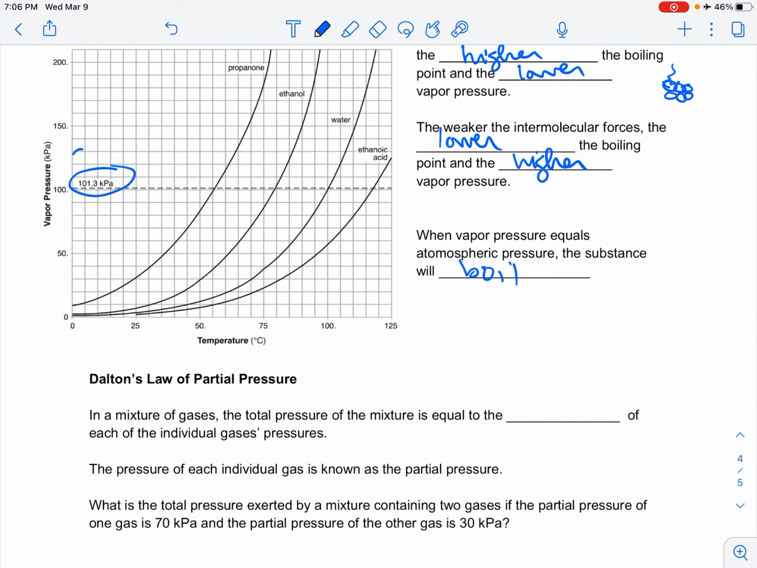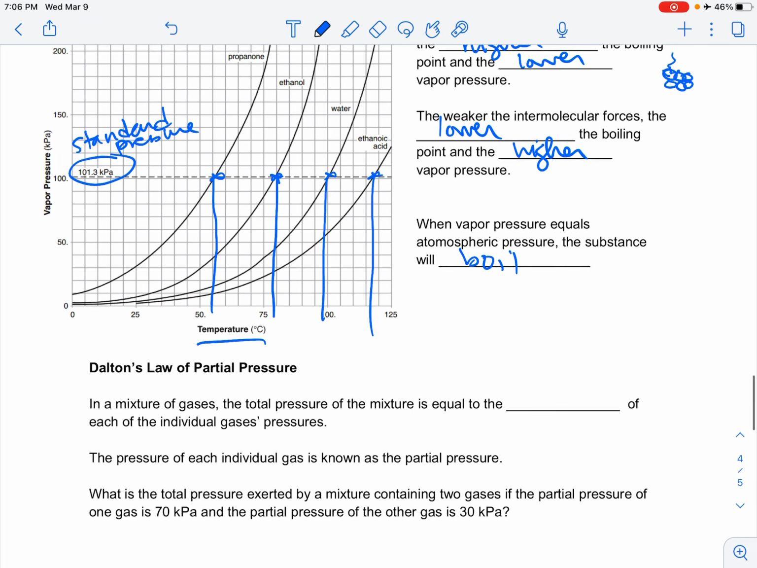So here is standard pressure. So anywhere these 4 curves hit that, just travel down. That's not straight, sorry. And you'll find their boiling point. Boiling points are temperatures.